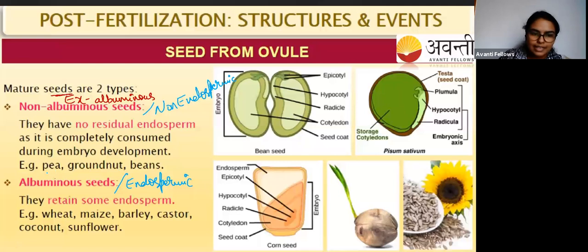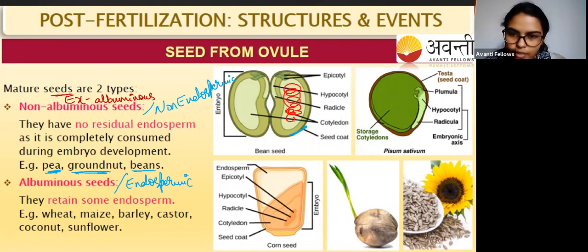Okay, so the best examples are pea, groundnut and beans. You can see here this is the bean seed. This is the seed coat. And these are cotyledons, this bulged swollen part. We have one here, two cotyledons. This is the hypocotyl, which is giving rise to the radicle, and this radicle will give rise to the root system, and here there will be the epicotyl.